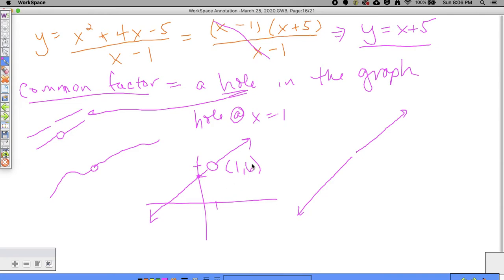So if I said to you guys, looking at this particular example, what's the domain? What's the range? To me, I'm looking at the domain, it's everything but 1, because 1 is not in the domain. So it's all reals where x cannot equal 1. And your range is all reals, but y cannot equal 6.